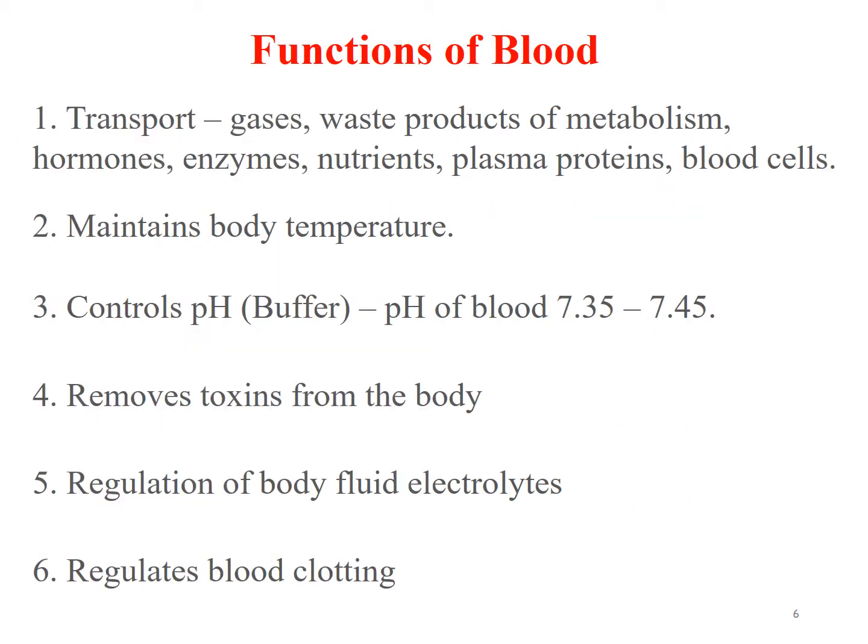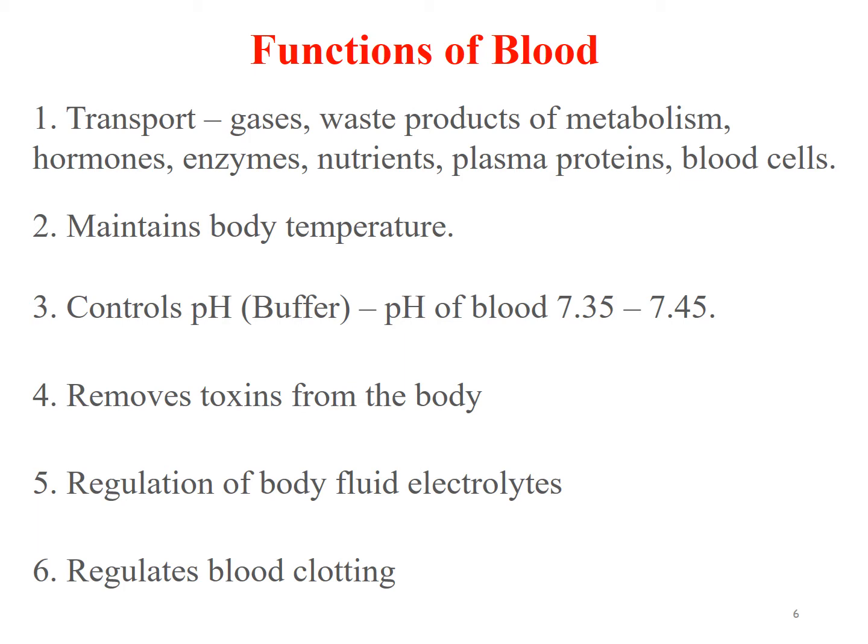Here are the key functions of blood. First, it's needed to transport many different things across the body. Things like gaseous molecules such as oxygen, carbon dioxide, waste products such as urea molecules, hormones, enzymes, nutrients, proteins, and of course the blood cells. Secondly, because blood is mainly composed of water, and water has a very high specific heat capacity, blood can help to maintain our body temperature at 37 degrees Celsius.